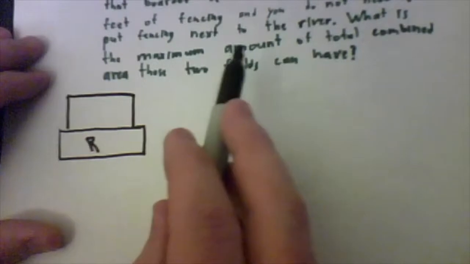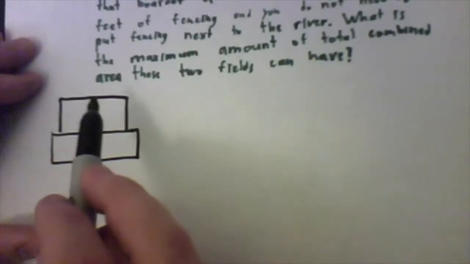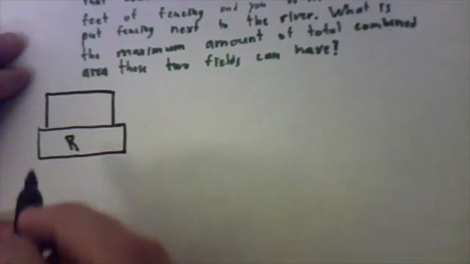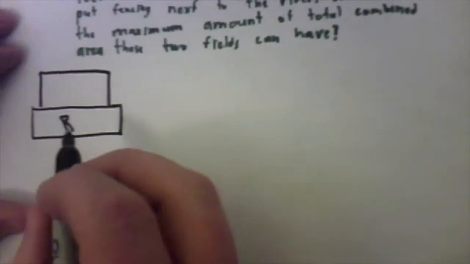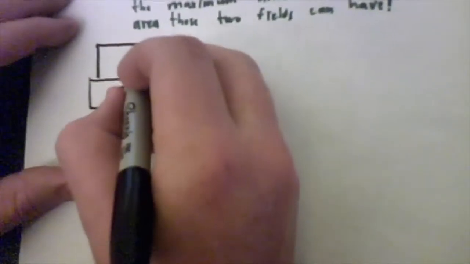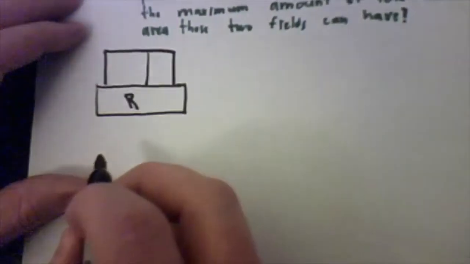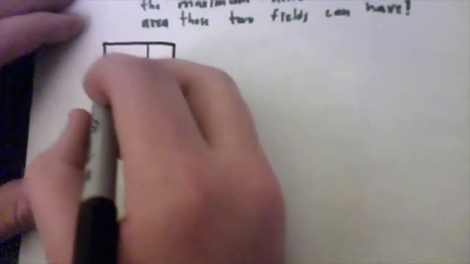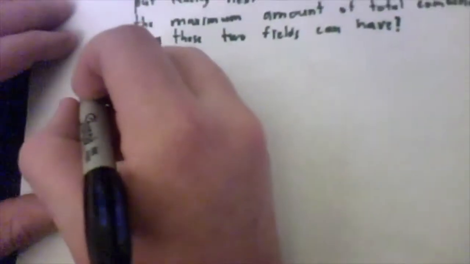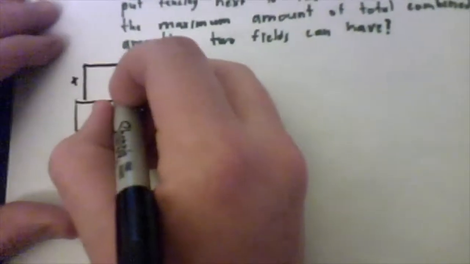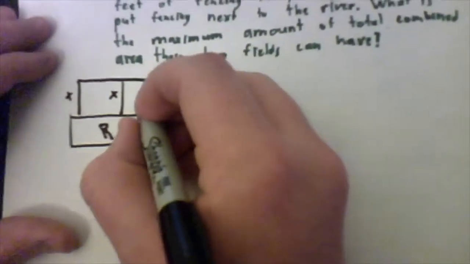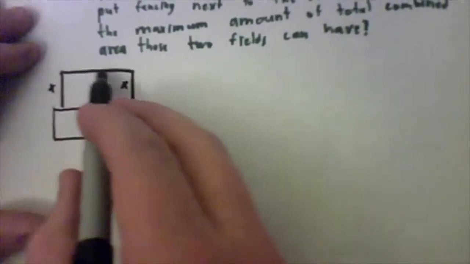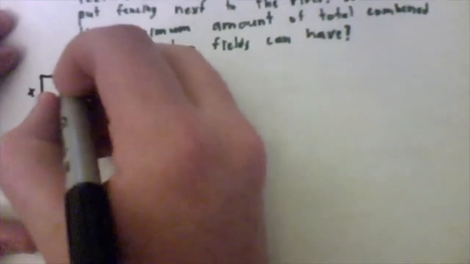Nowhere in the problem does it state that the fields need to be equal or of whatever certain sizes. So we can make the division between these two fields anywhere. So I'll just put it here. So now this is our picture, and let's label it. So we know these are the same, so we'll call them x, x, x, and x. And we have no fencing here, so the last bit of fencing is up all the way along here. So we'll call this y.